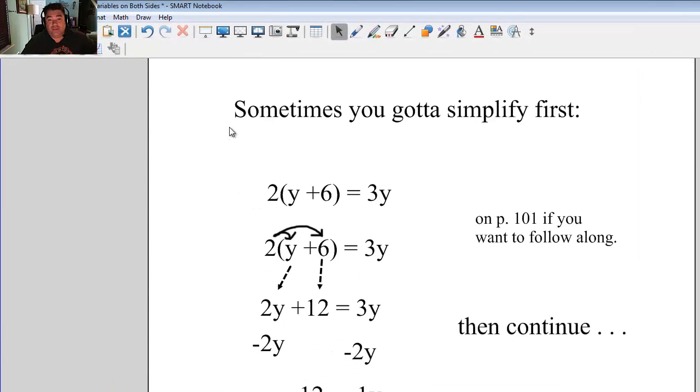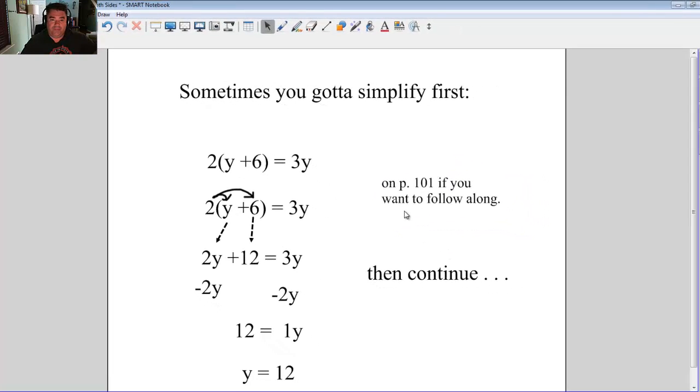Sometimes you have to simplify first, and what I mean by that is if you notice here I have a 2 on the outside. Alright, well I need to multiply 2 to both of these guys first. Oh, and by the way, you can follow on page 101 if you like.